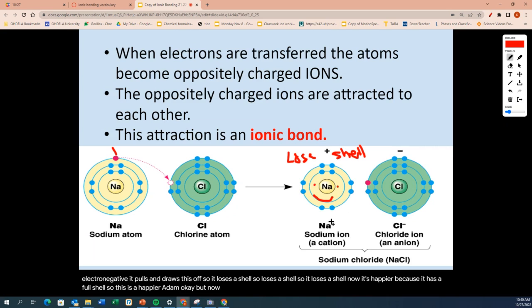Okay, but now it's positively charged. So it transfers over here. You can see it. And now chlorine is happy as well because it has a full shell.